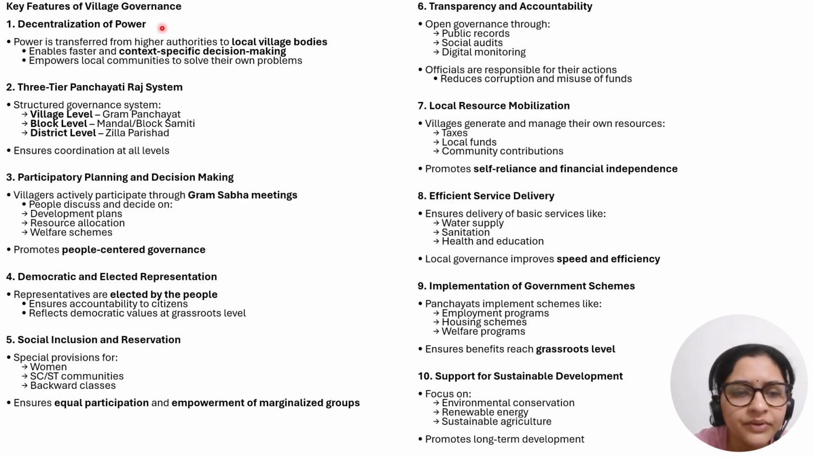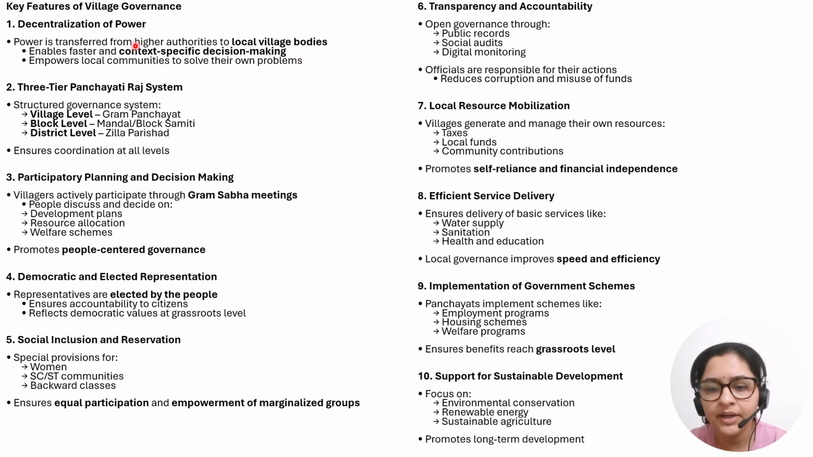Key features of village governance. First one is decentralized power. Decentralized means transfer of power from central or state bodies to local bodies. Power is transferred from higher authorities to local village bodies. It enables faster, context-specific decision making. So decisions can be made in a targeted way. This empowers local communities to solve their own problems.